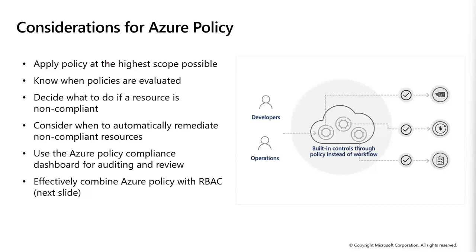Take a note in here for the exam, folks. There are policies that will be called audit if not exist, A-U-D-I-T, audit if not exist, and there are policies that will be called deploy if not exist. What's the difference? The audit one, my friends, will only show you the resource, the service, the subscription, the object as non-compliant because the policy cannot modify the object.